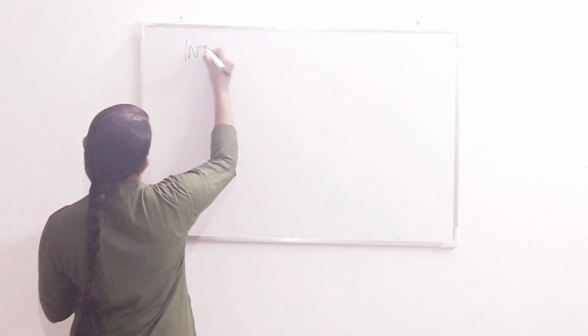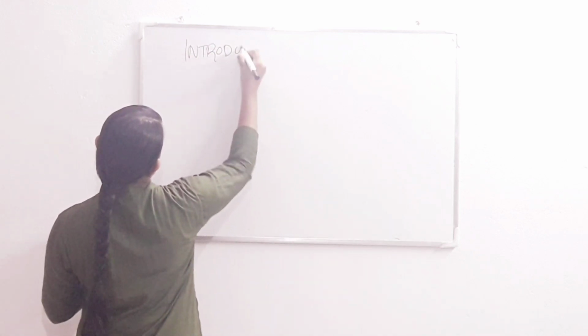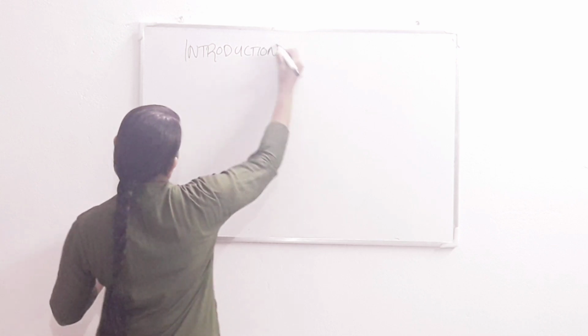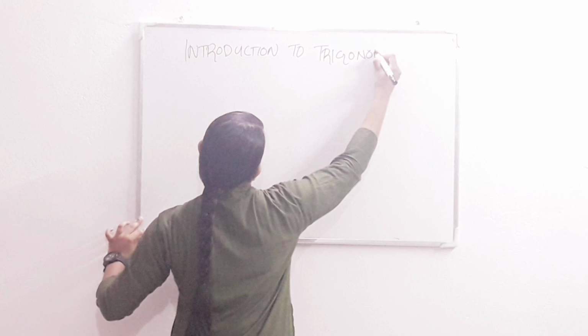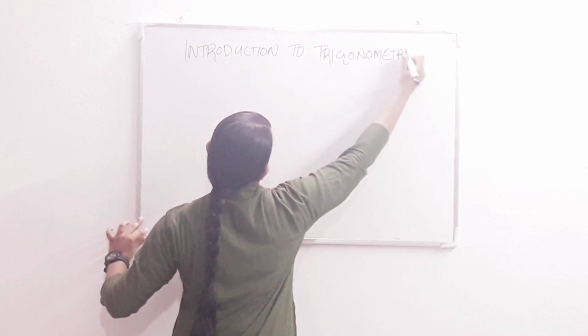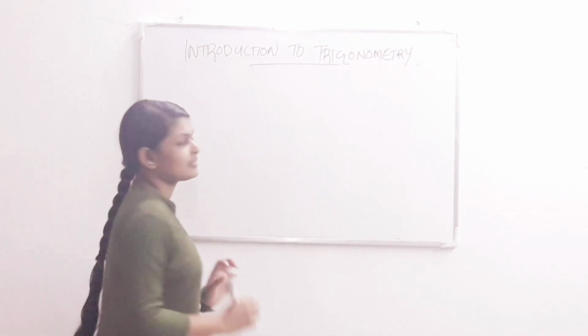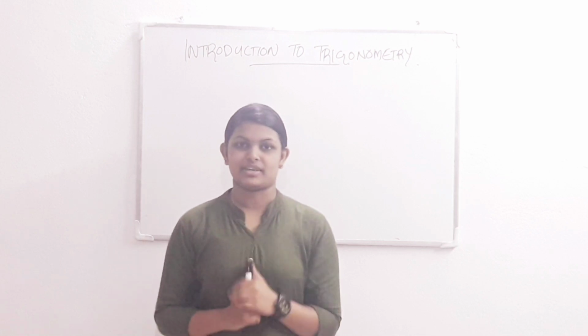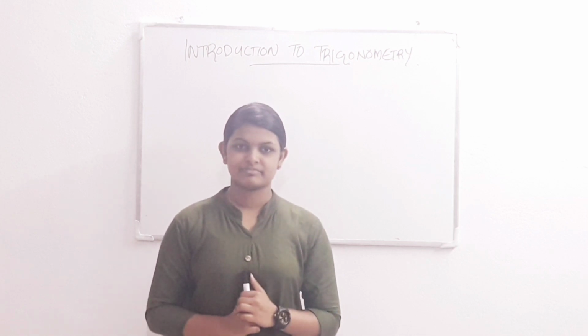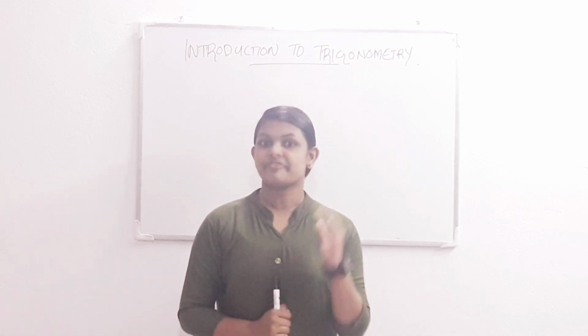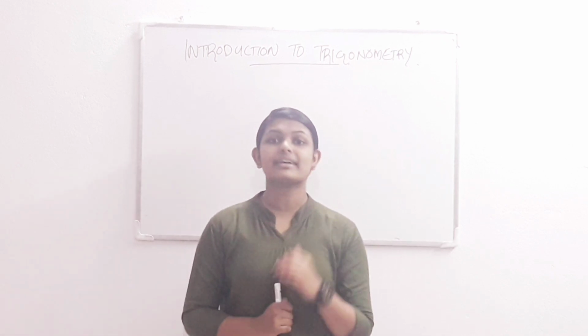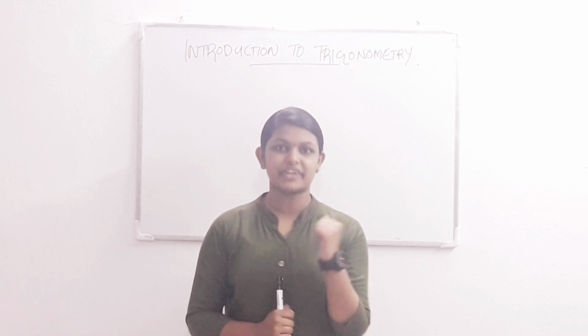So today, we will deal with Introduction to Trigonometry. Before that, I will ask you a question. What do you mean by trigonometry? Yes, trigonometry is a science which deals with the measurement of triangles. So first, we will look at the trigonometric ratios of an acute angle of a right triangle.